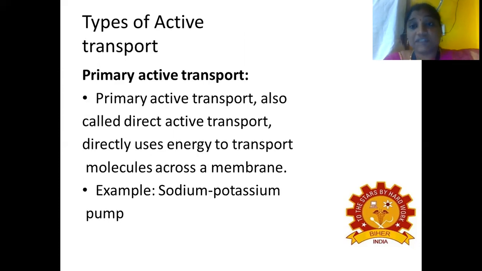And then active transport. We have seen types of passive transport, now the types of active transport. There are two types of active transport: primary active transport and secondary active transport. Primary active transport is also called direct active transport, which directly uses energy to transport. We know active transport involves energy, so in primary active transport they directly use that energy to transport molecules across the cell membrane. An example here is the sodium potassium pump.